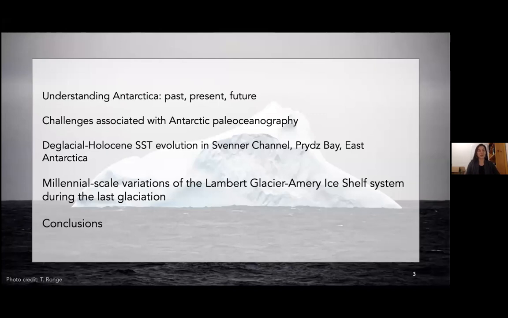And then we'll talk about a couple of the chapters: deglacial and Holocene sea surface temperature, and more broadly, paleo-environmental change in Svenner Channel in Prydz Bay, East Antarctica. And this all broadly deals with the Lambert Glacier-Amery Ice Shelf system. So we'll look at the Holocene, and the next bit we'll be looking at the same system during the last glaciation and looking at millennial scale variations. So let's get started.